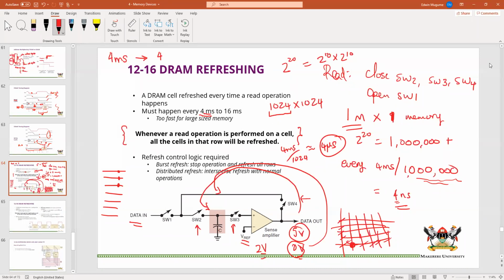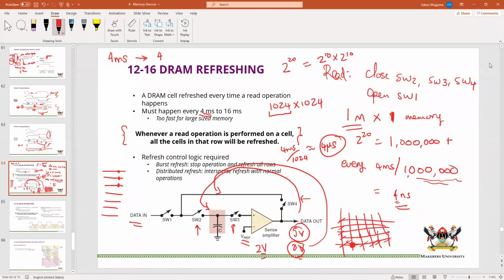I really never need to access data on those rows, and that's okay. So it appears that we need some type of refresh control logic to make sure that everything gets refreshed, even though we don't intend to read from it during our normal operation of the cell. Otherwise, this is how you then ensure that every row gets refreshed, if you don't want to lose the data.